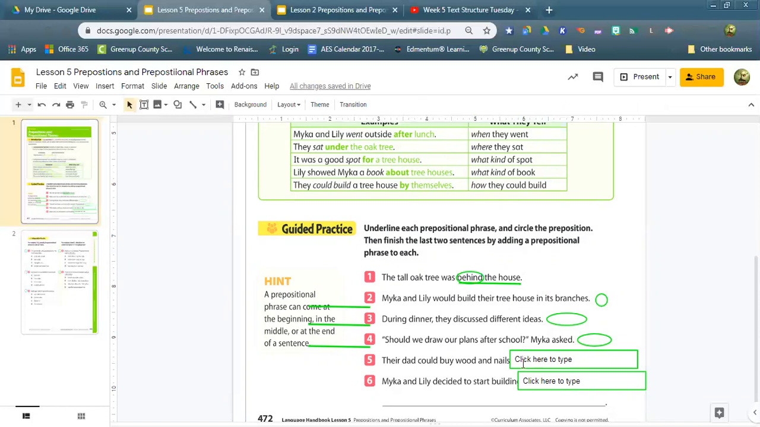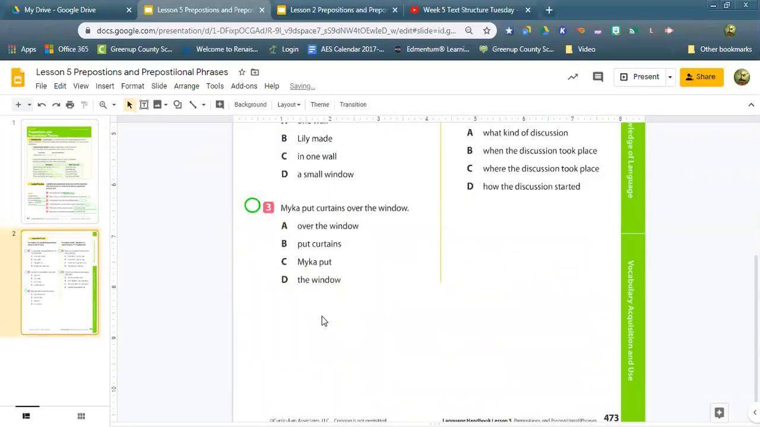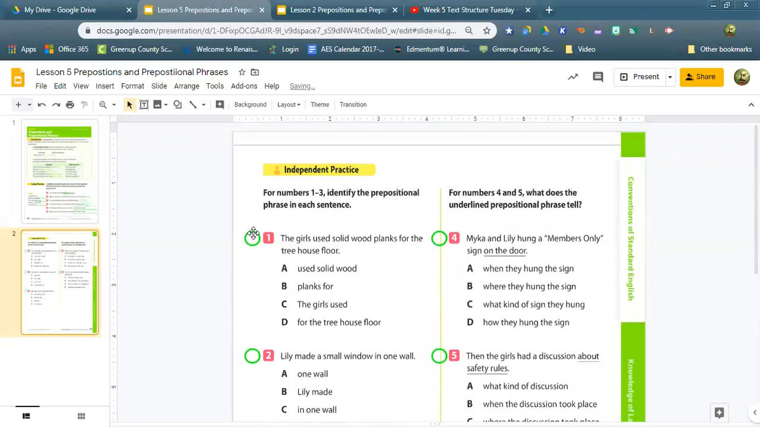Here, you're just going to click and type to finish out that sentence with a prepositional phrase. Easy stuff, right? And then on the second page, you're just going to move the circle to either A, B, C, or D. Just click. Make sure you got those blue boxes around it and drag it to whatever. All right? Hey guys, that is it. That's as simple as it can make it.